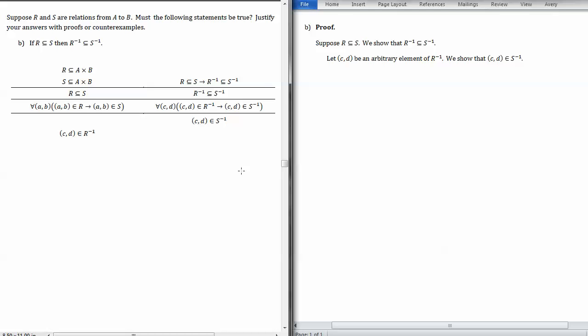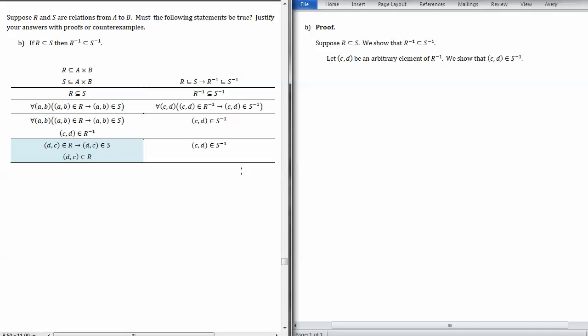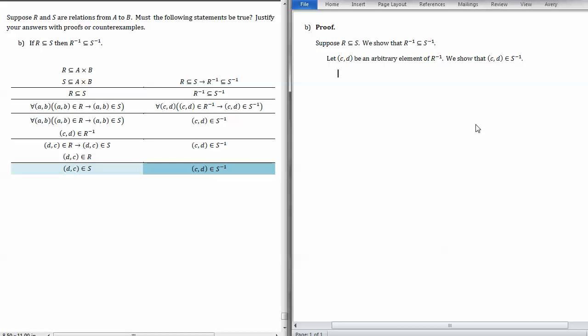As we said, if (c, d) is in R inverse, then (d, c) is in R. And that tells us which instance of our universal we should use, right? The (d, c). So if (d, c) is in R, (d, c) is in S. We can combine those using modus ponens to get that (d, c) is in S. And that gives us our goal, right? (c, d) is therefore in S inverse. So that's basically what we said a moment ago, but written out a little more carefully.